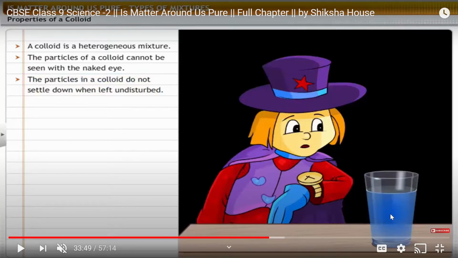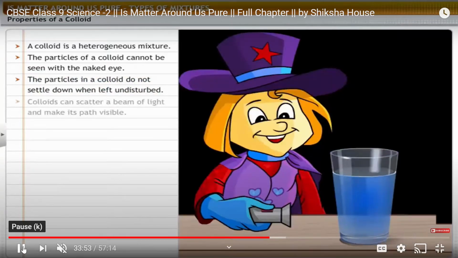So the mixture of colloids looks like a homogeneous mixture, but it is not homogeneous, it is a heterogeneous mixture. So the particles will not settle down if you leave them undisturbed, right? We have done three properties.